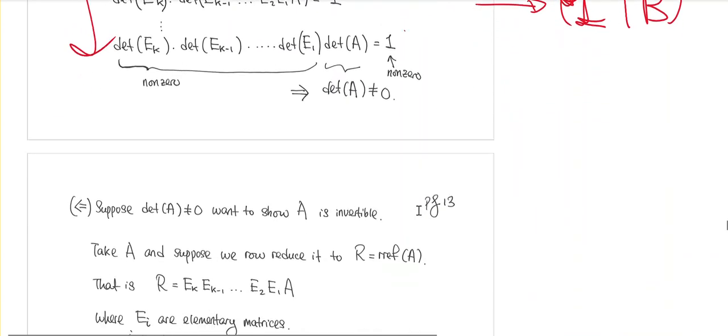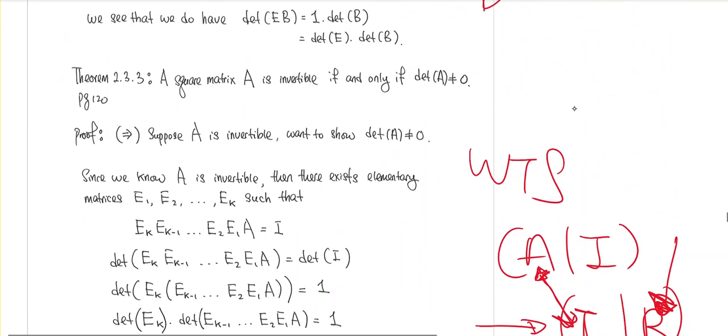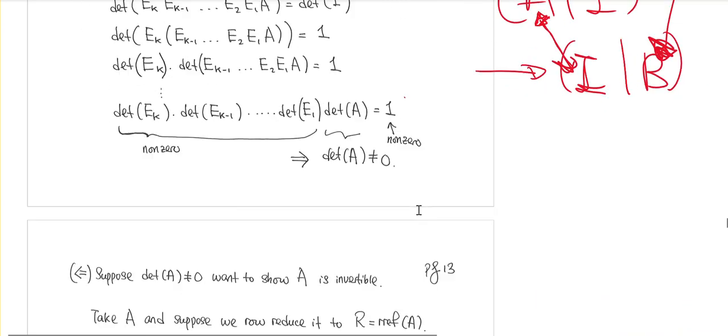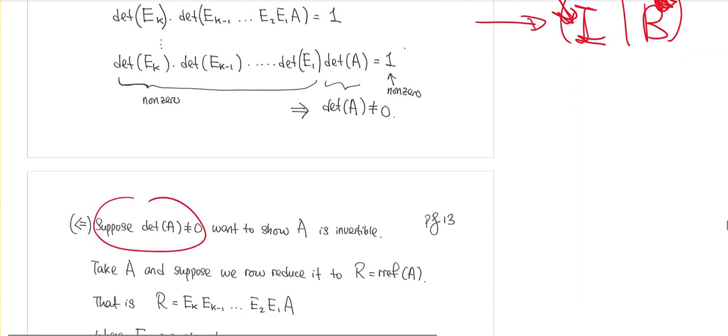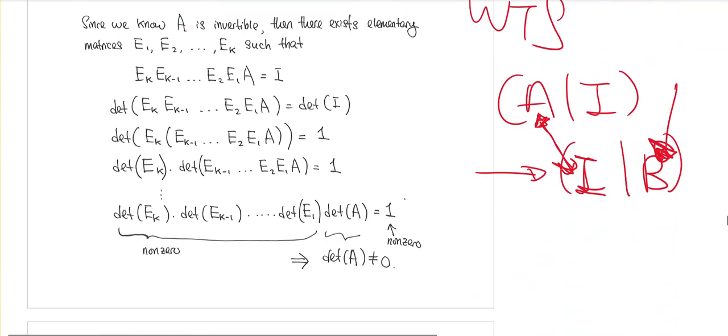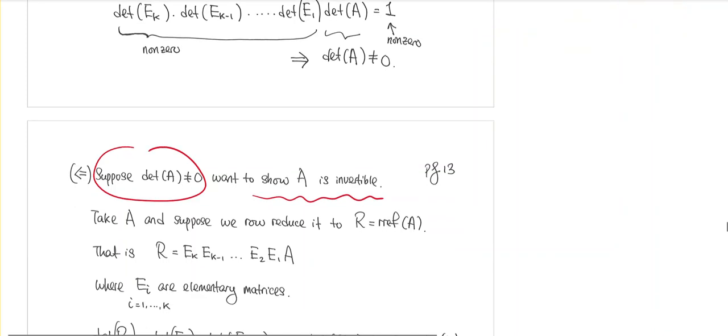All right, now let's look at how we prove the converse of the theorem. So now if we want to go this direction, this part here will be our assumption. So our assumption is that the determinant of A is not 0. What we want to show is that with that, your matrix A has to be invertible. So this is what we want to show: A is invertible. So how do you show that?